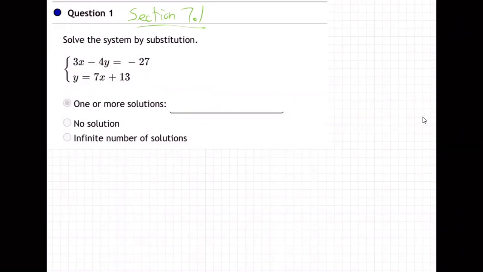We call that a system, right? It's not just one equation with one letter. That's what we're used to. But now we're talking about two equations, two letters. It's a system. How do you solve two equations, two letters?